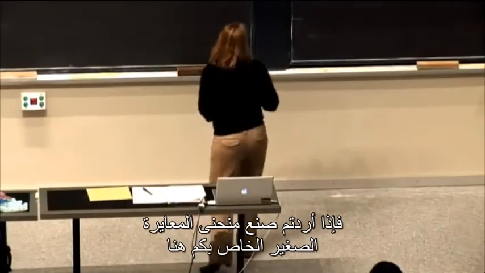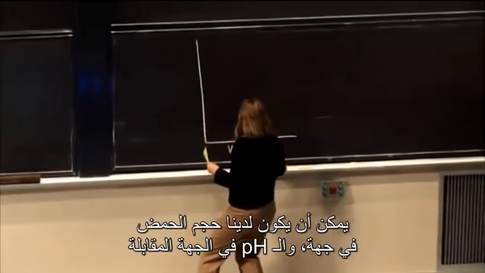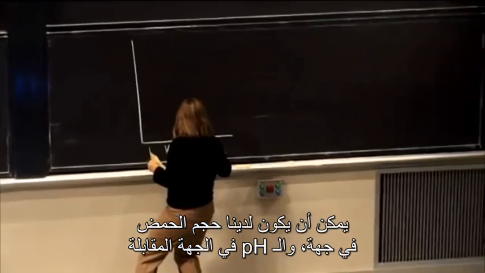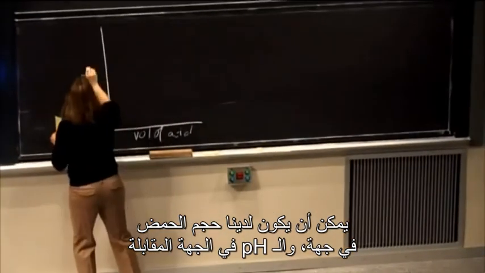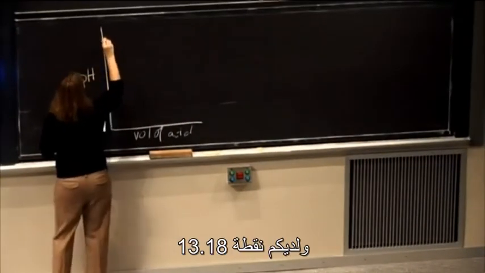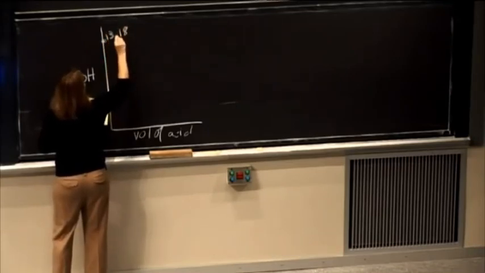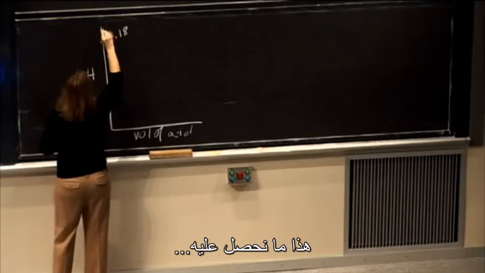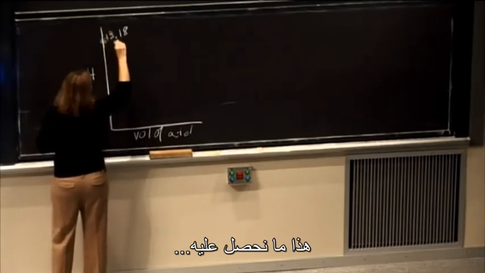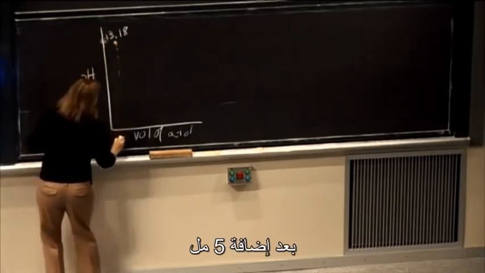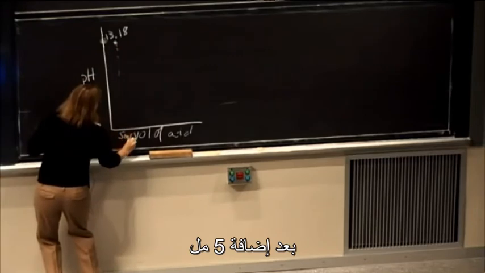So if you were making your own little titration curve, we could have volume of acid on one side and pH on the other side, and you have a point of 13.18. That's how much, oh, actually, that shouldn't be on 0. That's how much we have after you have 5 mils added.